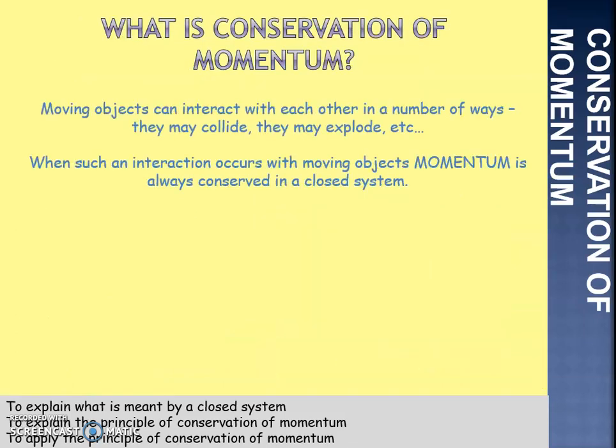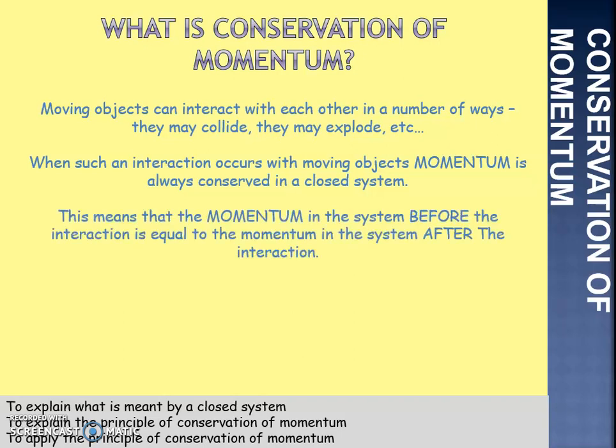So, conservation of momentum. Moving objects interact with each other in a number of ways. So they might collide, they might explode, they might glance onto each other. Now when such an interaction occurs with moving objects, momentum is always conserved within a closed system. That means the momentum in the system before the interaction is equal to the momentum after the interaction. So momentum before a collision, before an interaction, before an explosion is the same as the momentum after the explosion, after the interaction. So the total momentum before something occurs is the same as the total momentum after it.